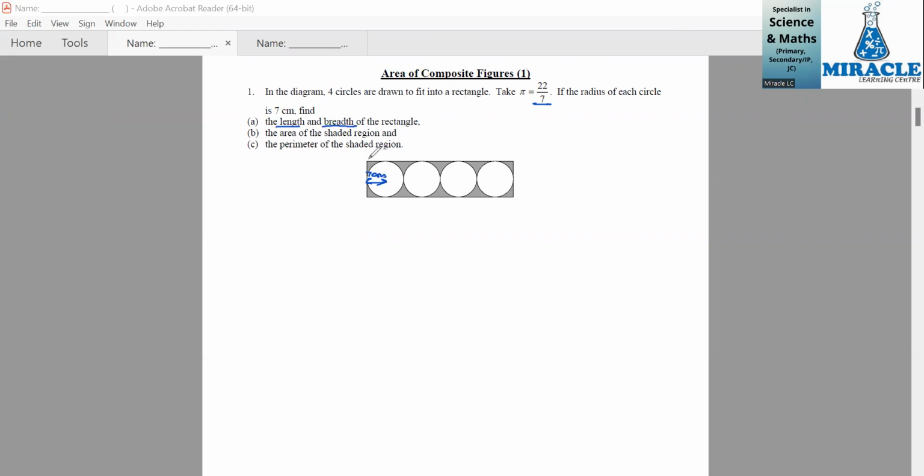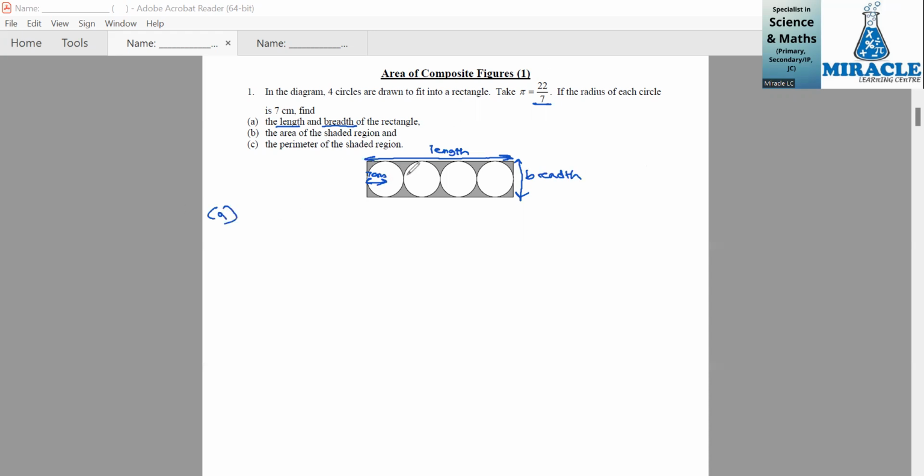So we know that the length of the rectangle would be here. So this is the length. And the breadth of the rectangle would be this. Okay, so let's solve A.